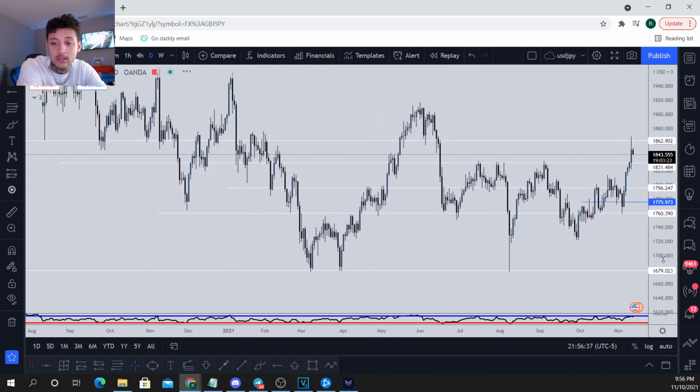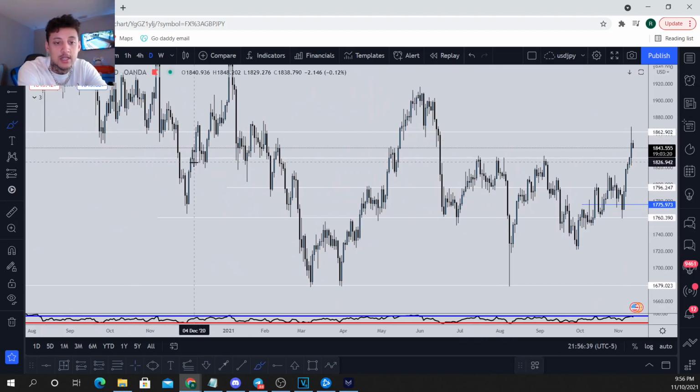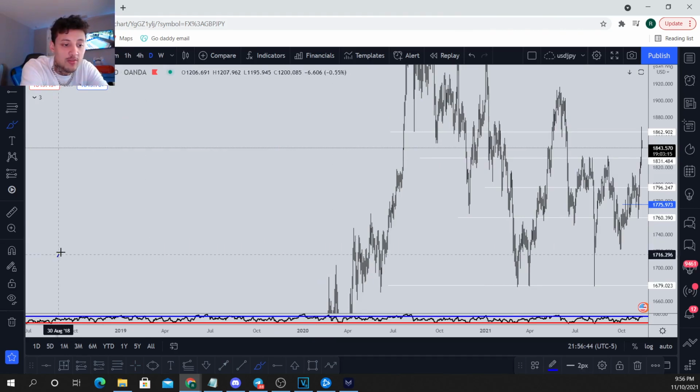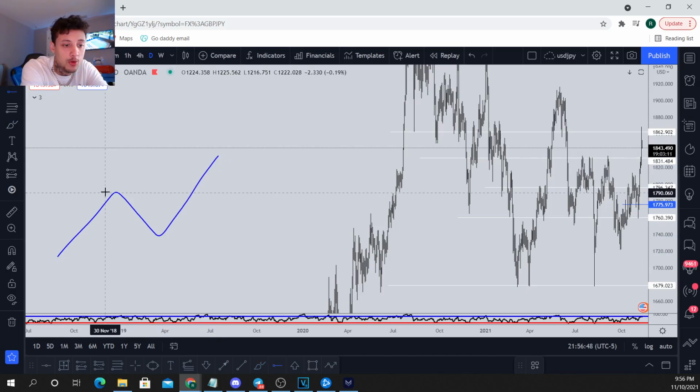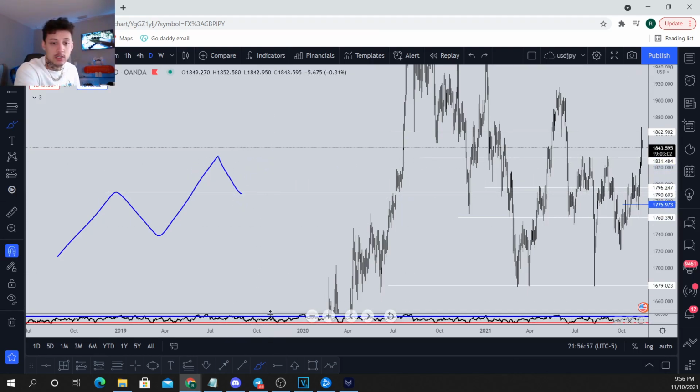Now, let's take a look at a different level of structure, because typically when we talk about pullbacks, what we're looking for is, if price is trending, the best trading opportunities are to wait for price to pull back into our previous area of structure or support or resistance level, where we'll look to take a buy here, and then we'll look for price to actually go higher.